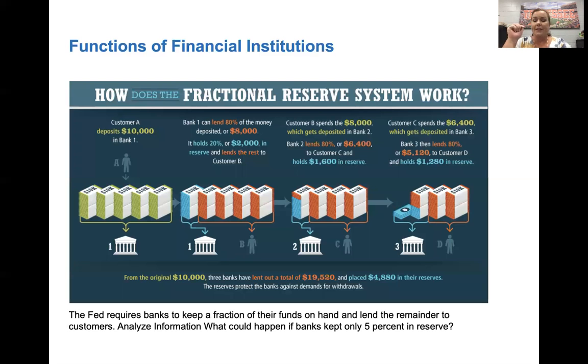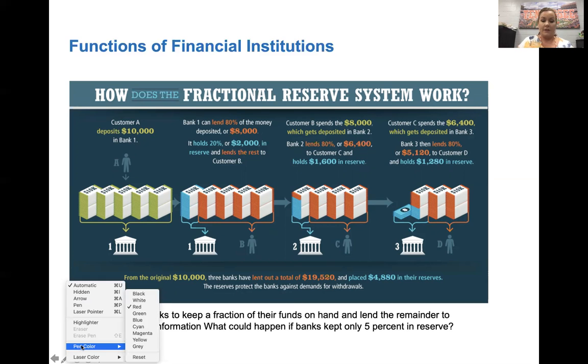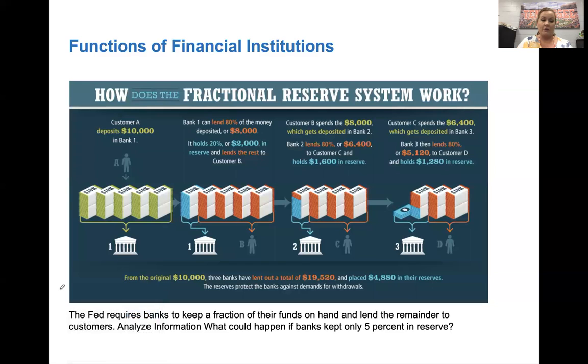Okay, this is our fractional reserve system. This is how it works. This is also a way that I can increase the money supply out there without printing more money. Let me get a good color here that's going to show. I think green will show up good. So here's customer A.